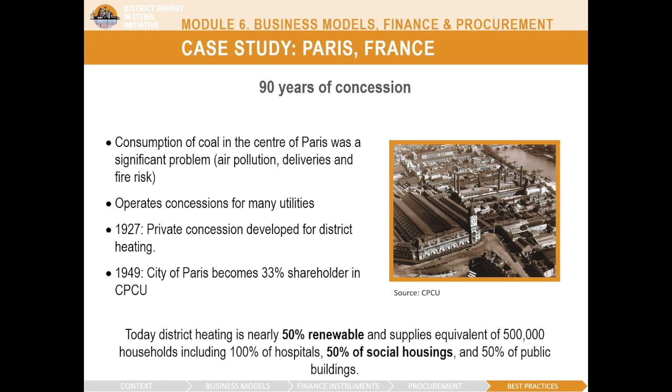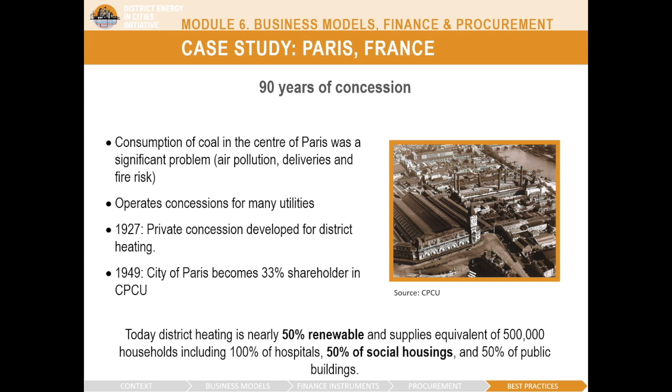Today, CPCU is 33% owned by the City of Paris, 64% by the private sector, and 2% is traded publicly. The dividend to the City from CPCU is 2 million euros per year. The annual fee paid to the City for the concession is 7 million euros per year. The calculated benefits to the City each year are 19.5 million euros.